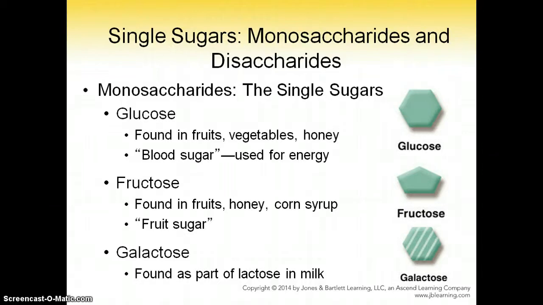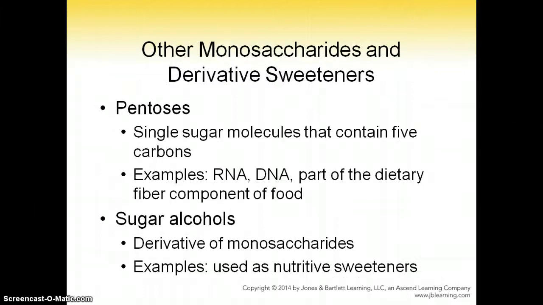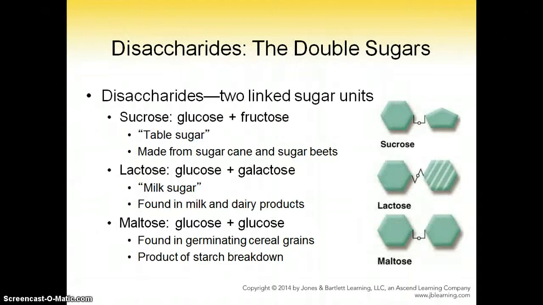We have a 6-carbon chemical formula. It's C6H12O6, and that's arranged differently with reverse OH and H groups. Glucose is the only fuel that's used by the brain. Fructose is used in high fructose corn syrups, and as I said, soda is the number one consumption for that. When we look at some of the other derivatives, pentoses and sugar alcohols are derived from our simple sugars and monosaccharides. Our disaccharides are those two linked sugar units together.